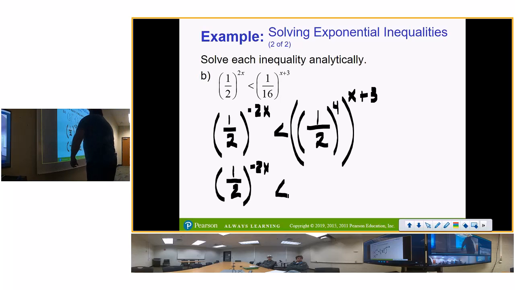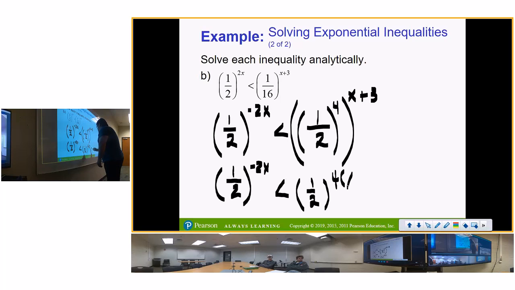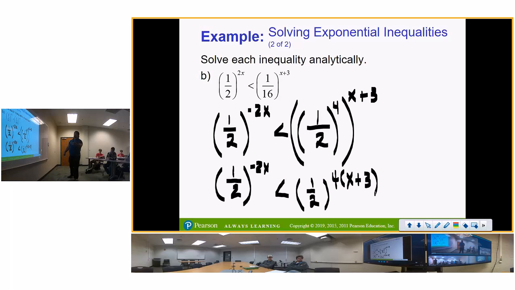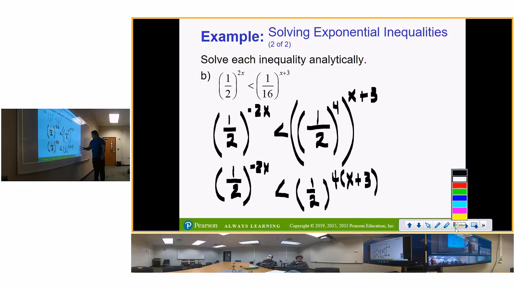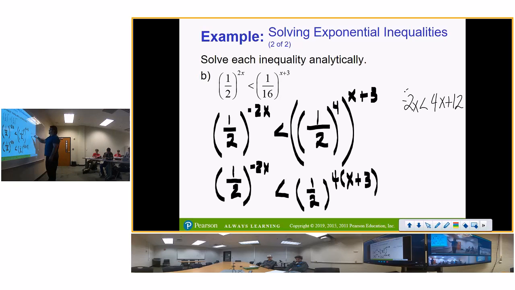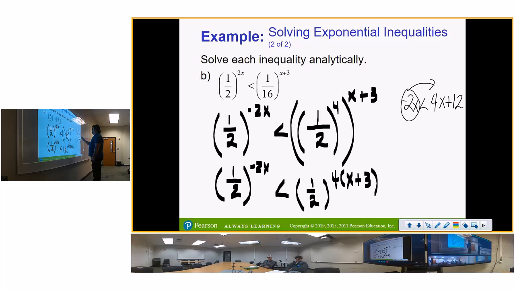1/2 to the 2x is less than 1/2 raised to the 4 times x plus 3. And now, of course, negative 2x is equal to what? 4 times x plus 3. So negative 2x is less than 4x plus what? 12. Bring the 2x across the river, and that's going to be 6x minus 12.